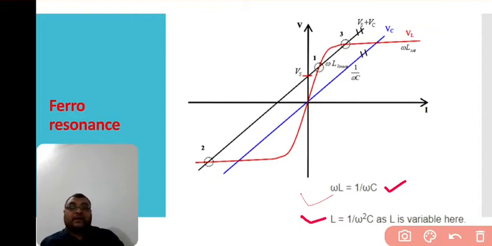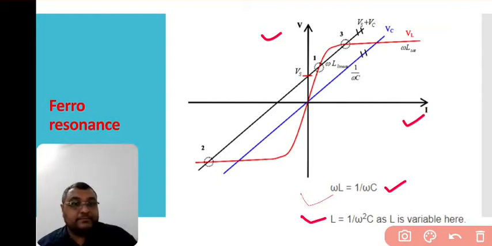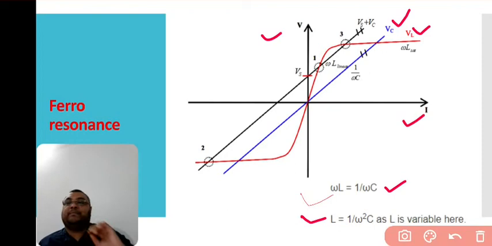Now, this particular phenomenon, called ferroresonance, can be explained by using a graphical approach as well. Now consider this V-I characteristic of inductance and capacitance, which is shown over here in the figure. The inductive reactance of the transformer core consists of two regions, linear and non-linear characteristics. The operating points are obtained as the intersection of VL, the red line, that is the inductive voltage, and VC, the capacitive voltage.